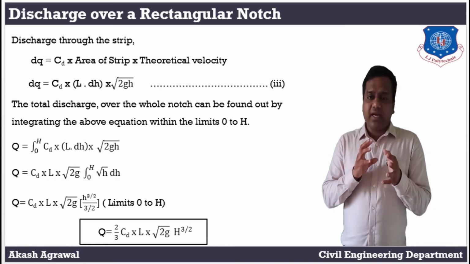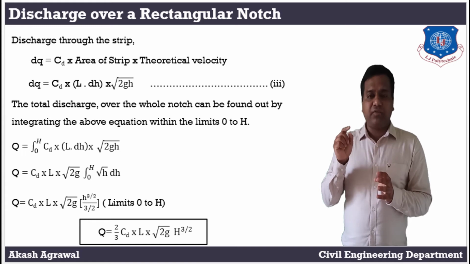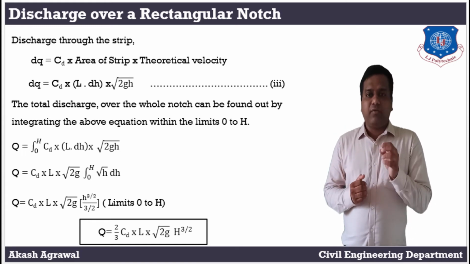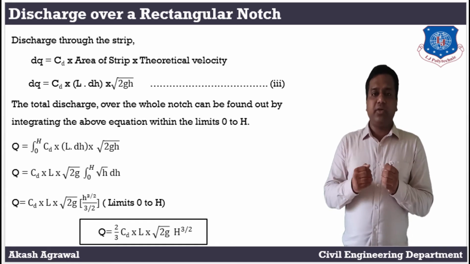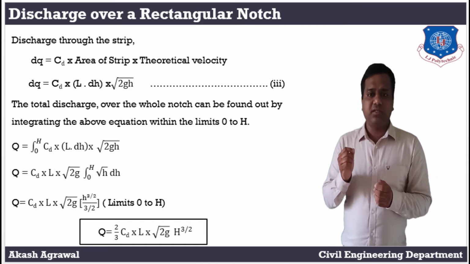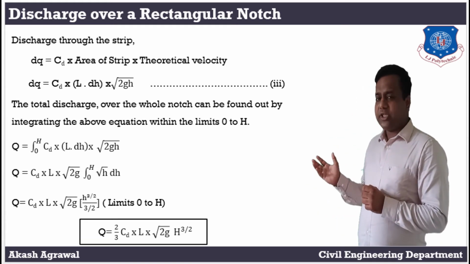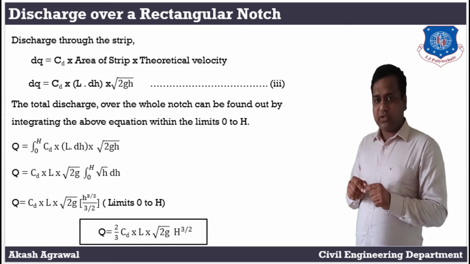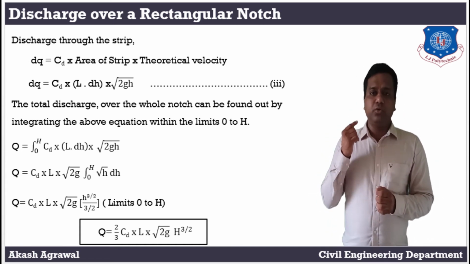If we are integrating h raised to 1 by 2, we have the formula that the integration of a raised to n is a raised to n plus 1 upon n plus 1. Similarly, for h raised to 1 by 2, the integration will be h raised to 1 by 2 plus 1 upon 1 by 2 plus 1, that is 3 by 2. So our final equation becomes Q is equal to Cd into L into under root of 2g, then bracket close, h raised to 3 by 2 upon 3 by 2, with limits 0 to H.